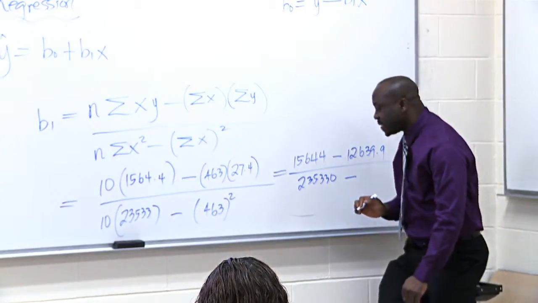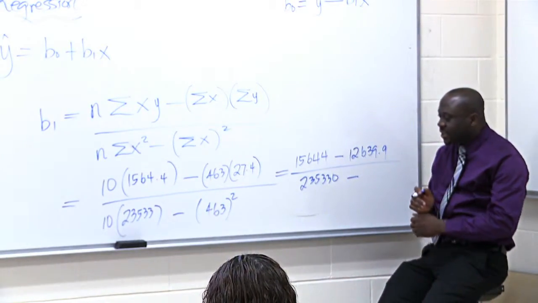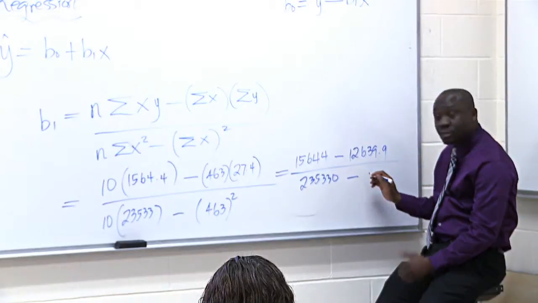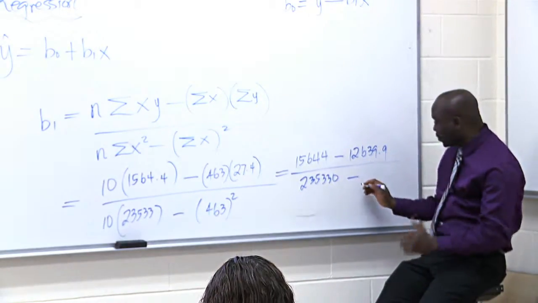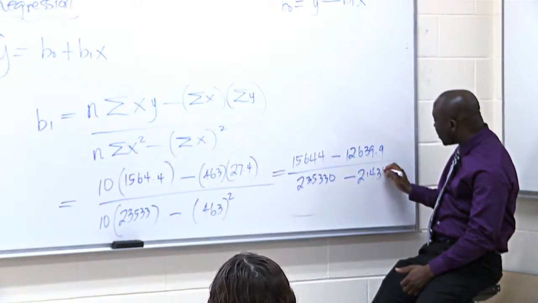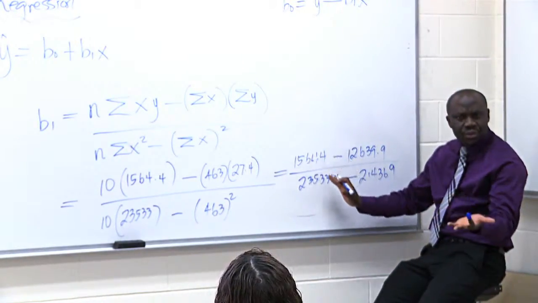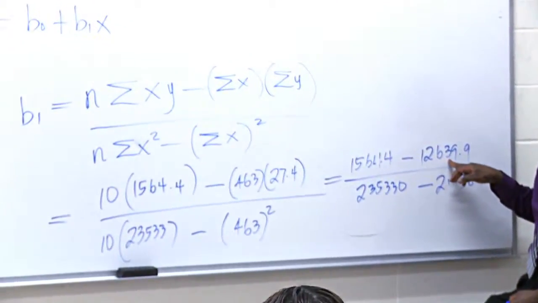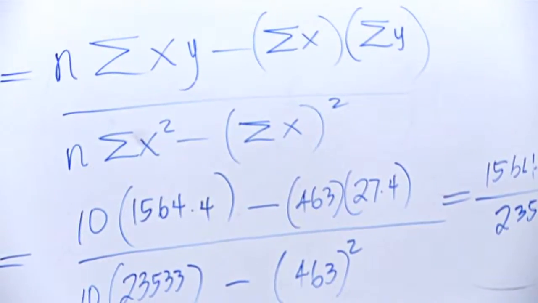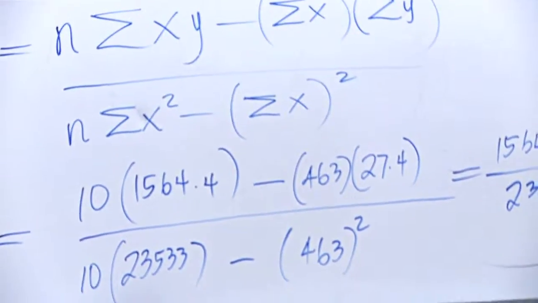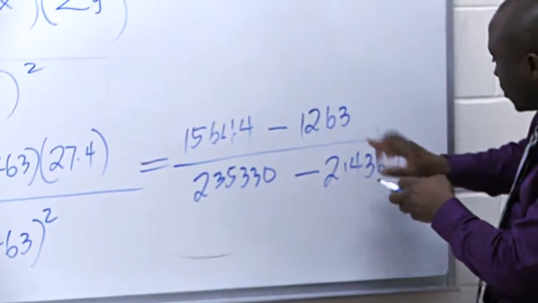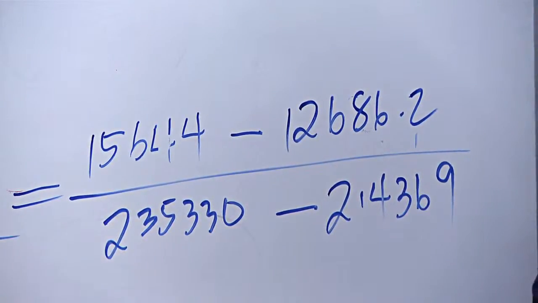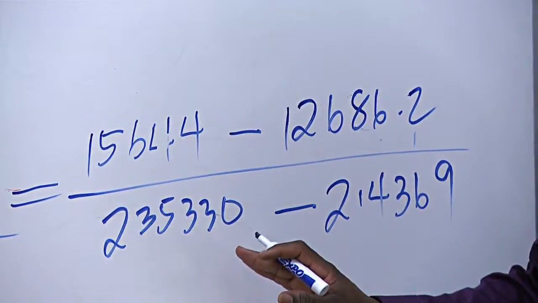23,533 minus, what is the square of 463? 214,369. So far, so good. I haven't done any. 128? 86? Yeah. Oh, I just did 86? Okay. Yes, 126. Like that? Good. That's why we're working together. Everything okay from there, right?